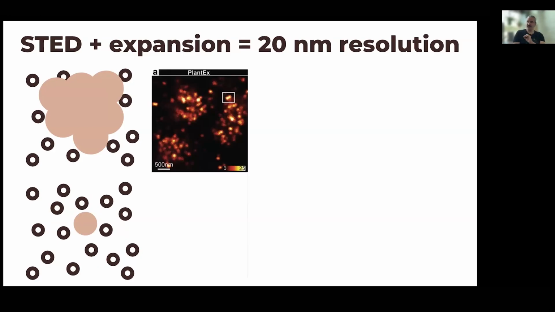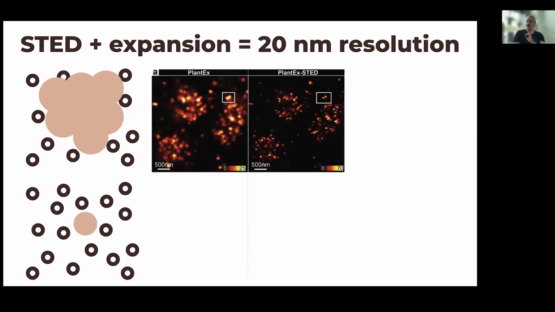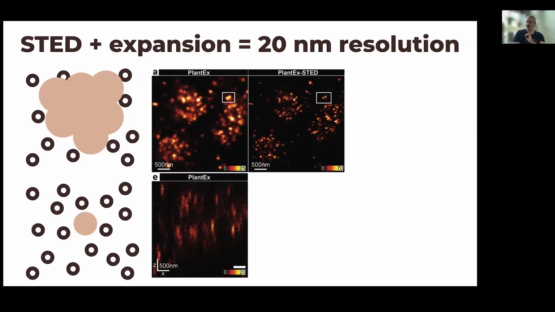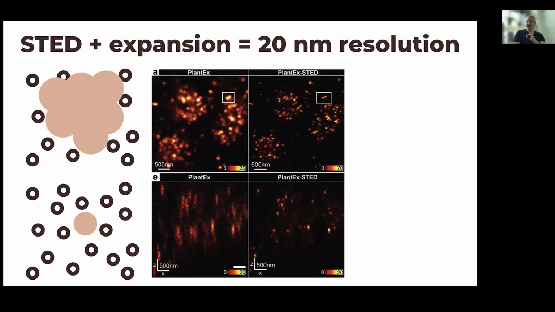So here is PlantEx. We are here labeling transport vesicles of the Golgi apparatus. And this is the same picture after STED microscopy. So you can see much higher resolution. And this is the same in XZ, so the same picture, but now in XZ and not XY. And again, applying STED microscopy leads to a vast improvement in resolution.